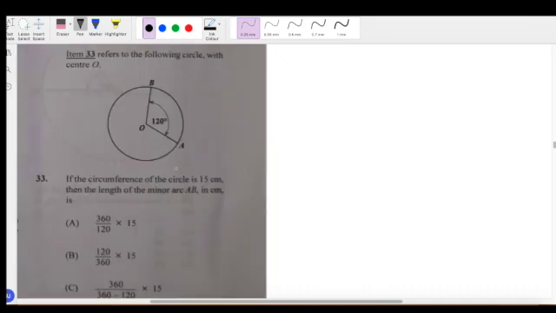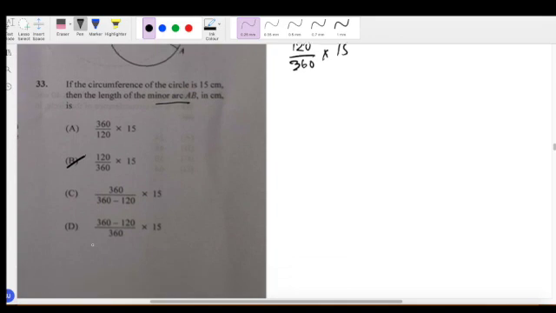If the circumference of the circle is 15 centimeters, so I'm just going to write that down one time. 15 is equal to, because 15 centimeters circumference is 2 pi r, right? Then the length of the minor arc AB. Right? So if the whole circumference is 15, then the length of the minor arc will be the fraction of the angle multiplied by 15. So it'll be B, 120 over 360.